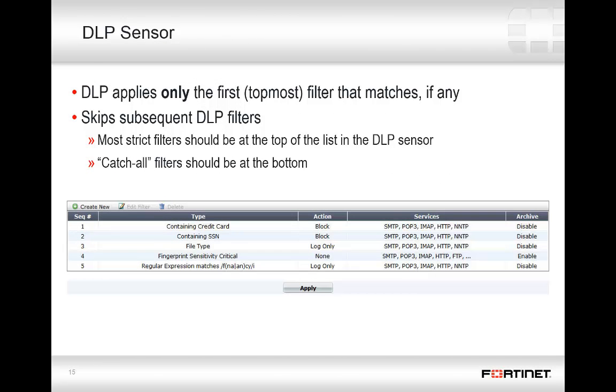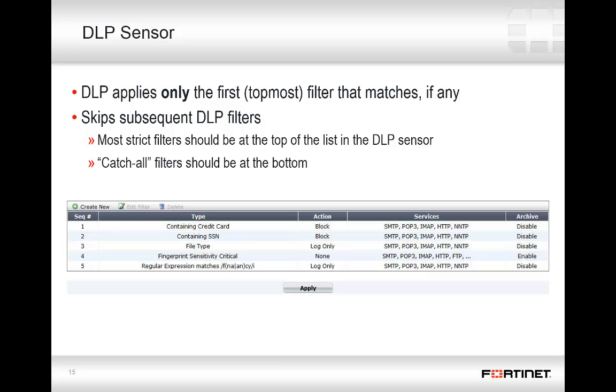So now we've configured a few filters in the DLP sensor. Continue with more filters until the sensor matches all traffic that it should, but doesn't match unintentionally. Finally, apply the DLP sensor by selecting it in a firewall policy. Here is an example DLP sensor with a few filters. Each filter searches traffic for different types of sensitive information, such as credit card number or fingerprint. If traffic matches a filter, FortiGate will apply that filter's action.